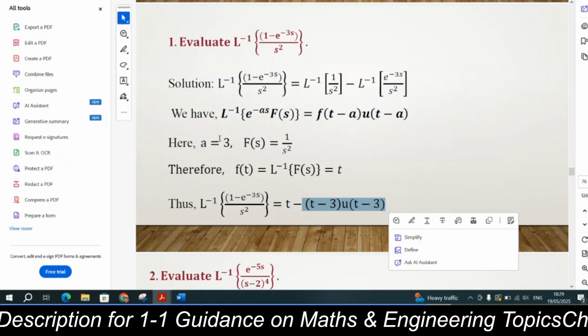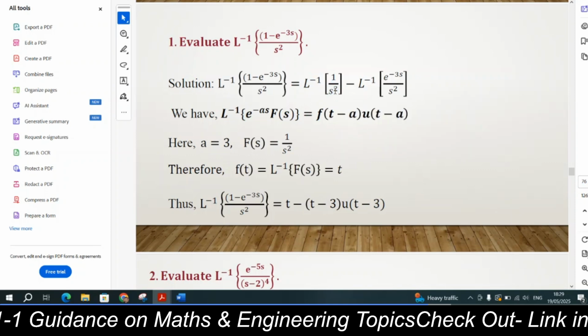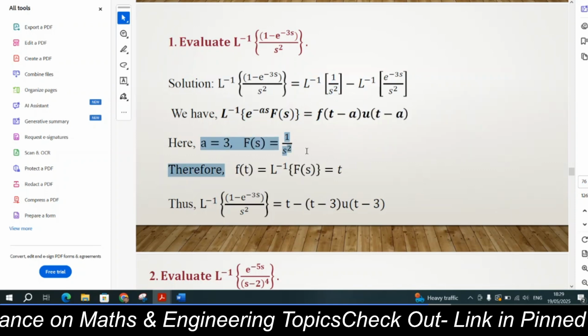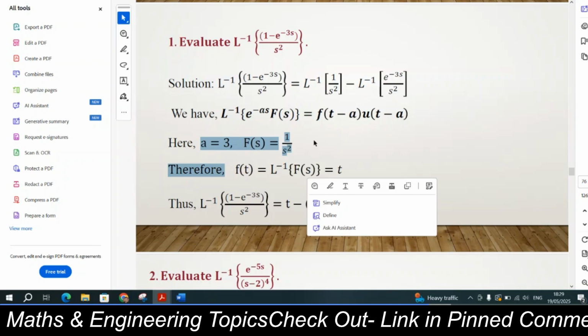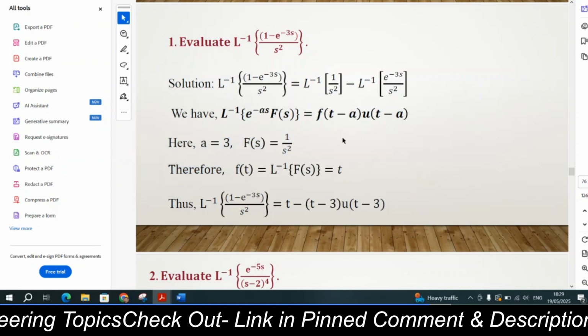Again, coming from this point to this point, they have skipped a couple of steps where they could have mentioned f of s is 1 by s square. Laplace inverse of f of s is f of t, which is t, and therefore f of t minus a becomes t minus 3. That is what was expected.